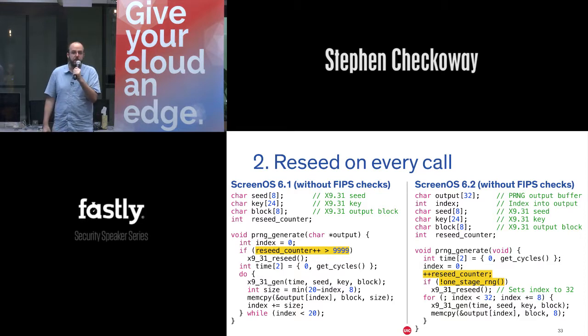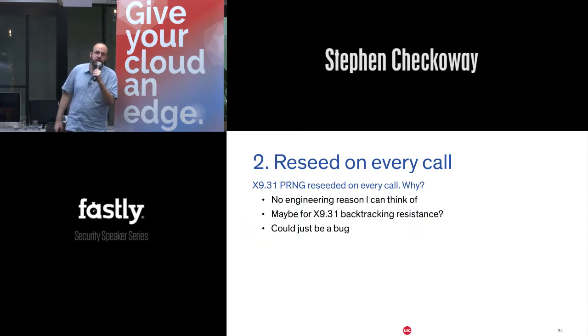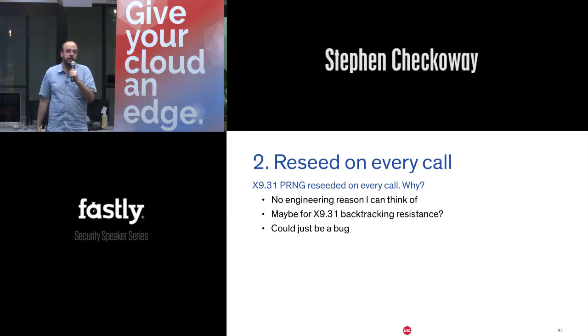So why does this happen? Well, I can't think of a good engineering reason, and I can kind of think of a cryptographic reason. Maybe they're trying to do this for backtracking resistance, or it could just be a bug. I don't know.